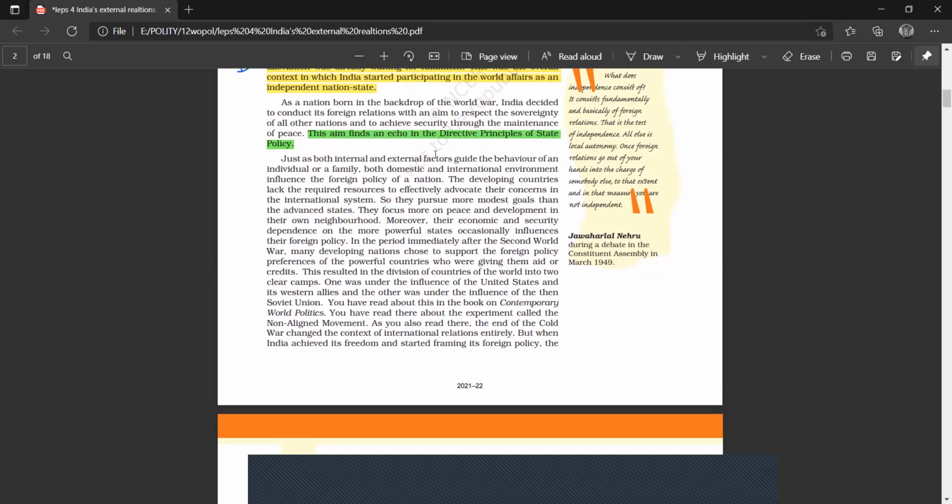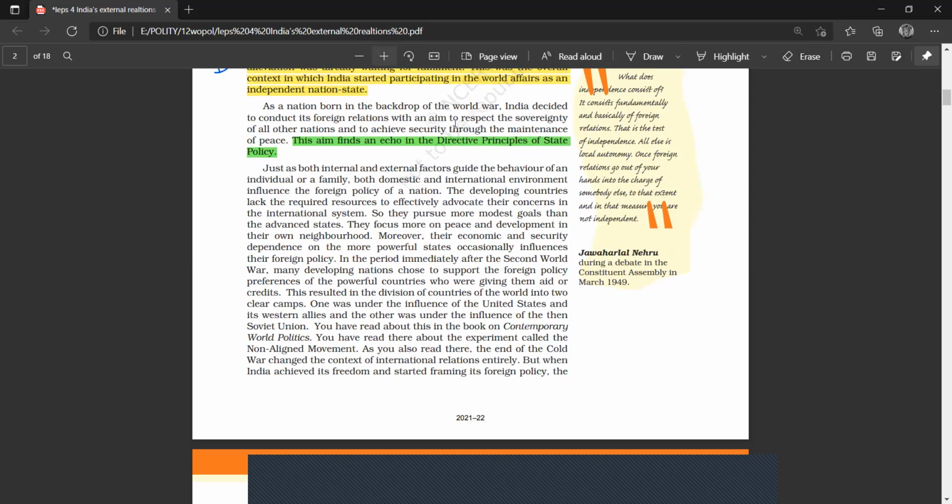Just as both internal and external factors guide the behavior of an individual or family, both domestic and international environment influence the foreign policy of a nation. The developing countries lack the required resources to effectively advocate their concerns in the international system. So they pursue more modest goals than the advanced states. They focus more on peace and development in their own neighborhood. Moreover, their economic and security dependence on the more powerful states occasionally influences their foreign policy.